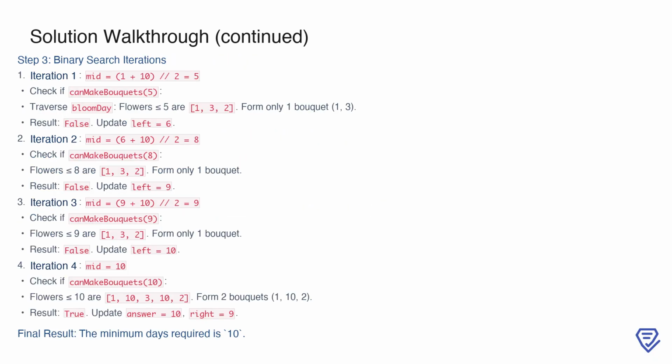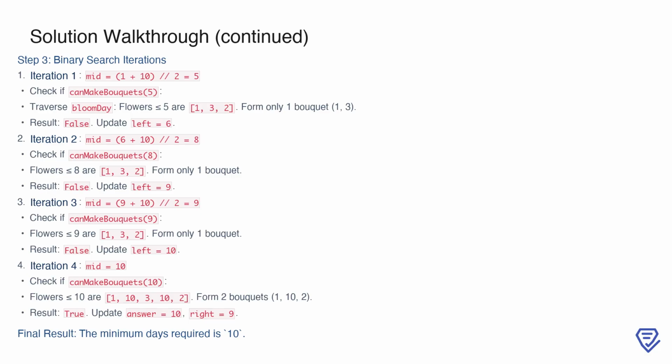Continuing with the binary search for M equals 2 and K equals 2, the first midpoint is calculated as (1 + 10) / 2 equals 5. Checking for 5 days, flowers 1, 3, 2 are available, but they only form 1 bouquet of size 2, which is insufficient. So, we increase left to 6.